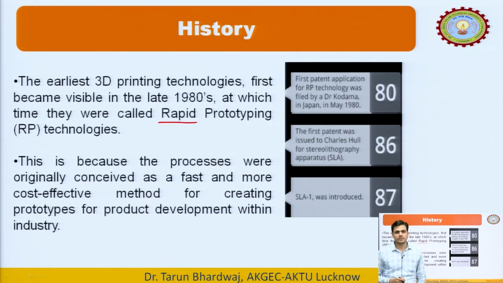Rapid is basically because they used this technology first of all in prototyping, and that prototype is being manufactured very rapidly. When you create the prototype of any product, you have to create different designs, because a prototype is not made in one go. You have to go for a number of iterations.